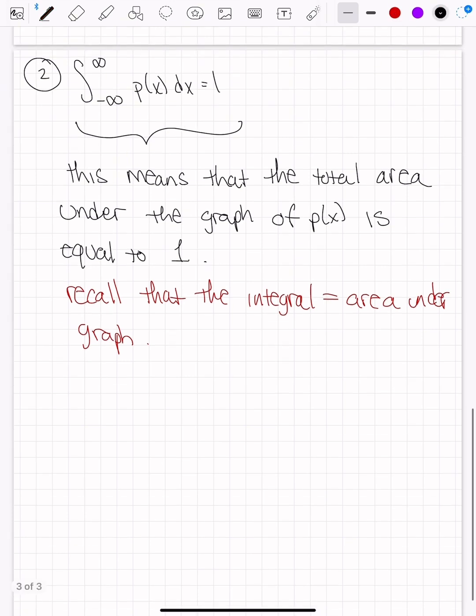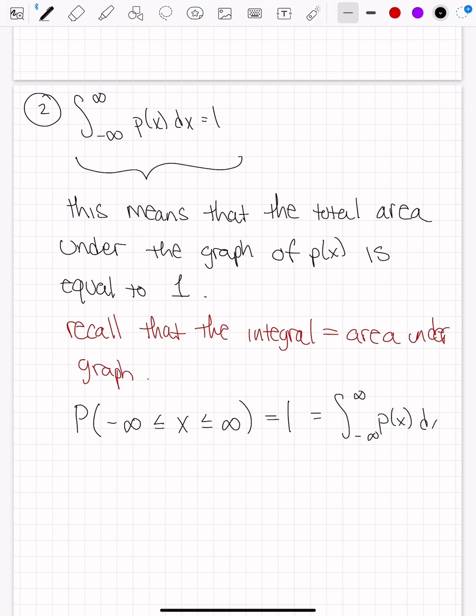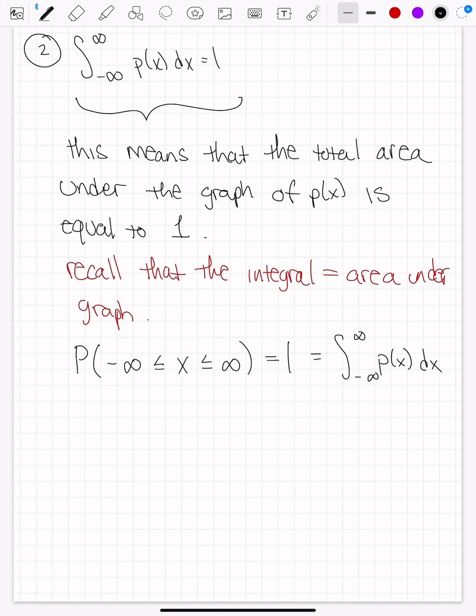Right, so again, what this is saying is that the probability that an x value is between negative infinity and infinity is equal to 1, right? Because remember, the probability is equal to the integral of p of x. And so, right, the value of x has to be somewhere on the number line.